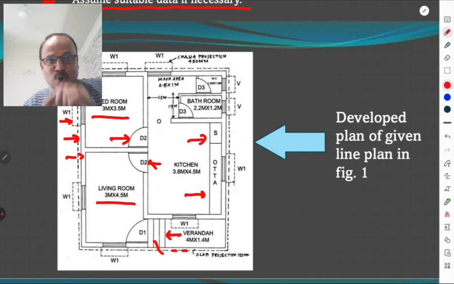So one must know the preparation of drawing. Everybody can draw a plan, but an intelligent engineer can draw a plan with a knowledge of building construction and design. So this is important.